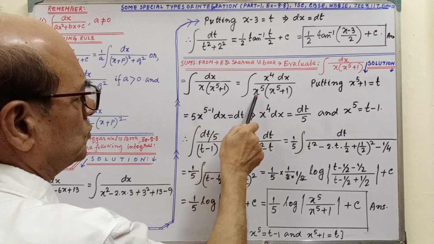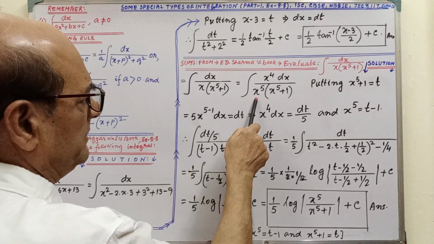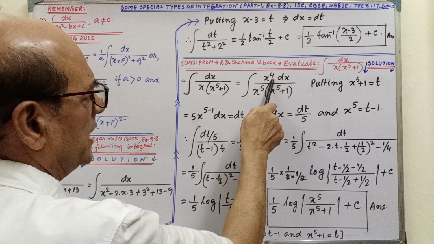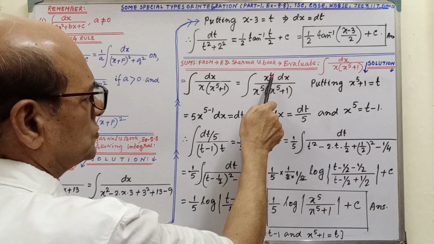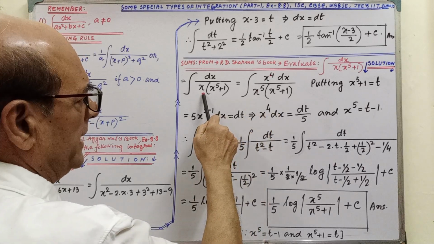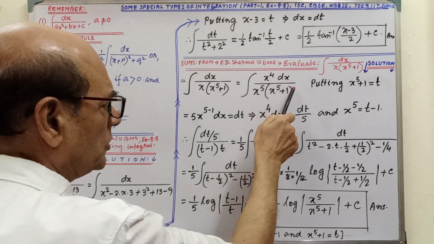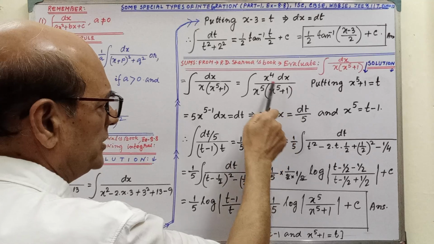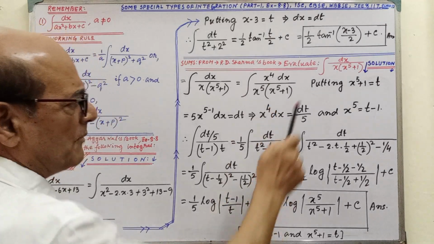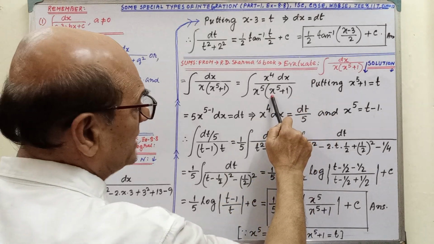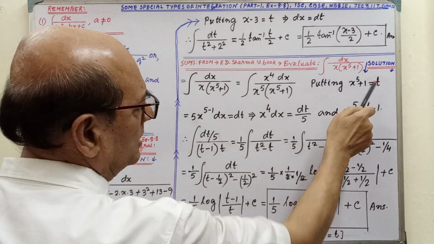In place of x, we are writing x to the power 5. And for balancing, we are writing x to the power 4. So by cancellation, naturally it will be x. And to get the frame of formula, or for the sake of solution, we are doing this. Putting x plus x to the power 5 plus 1 equal to t.